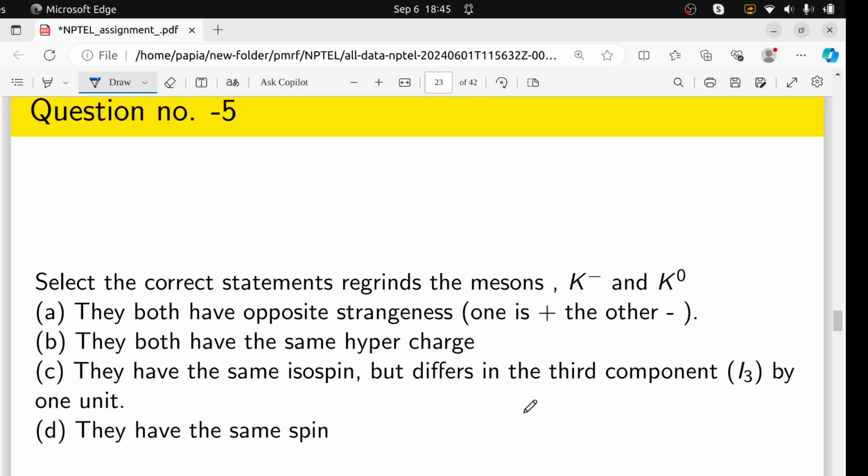Okay, coming to question number 5. Select the correct statements regarding the mesons K minus and K0. Whatever the options are, before going to them, I just want to tell you one thing which will explain all the problems in that question.